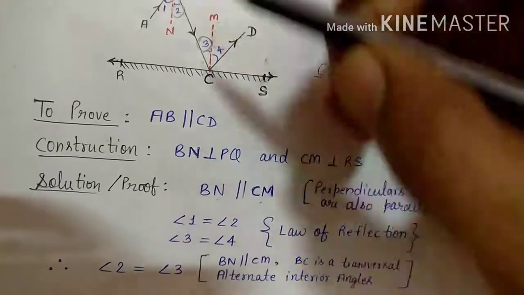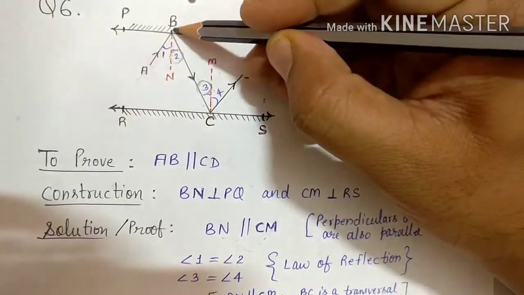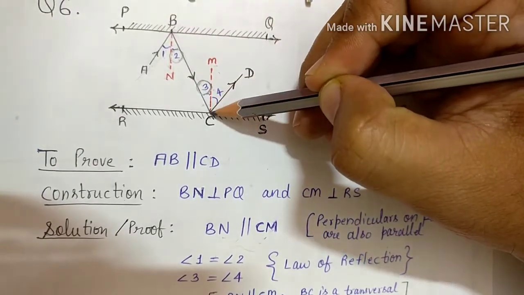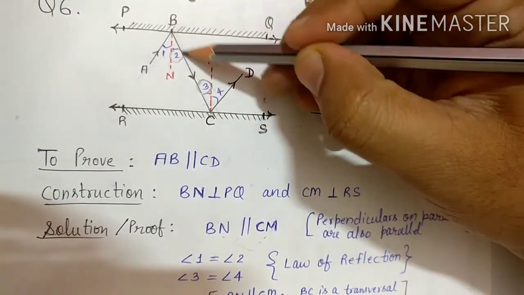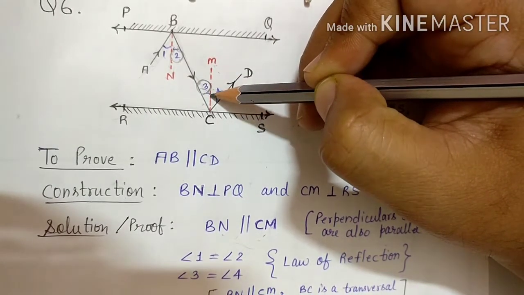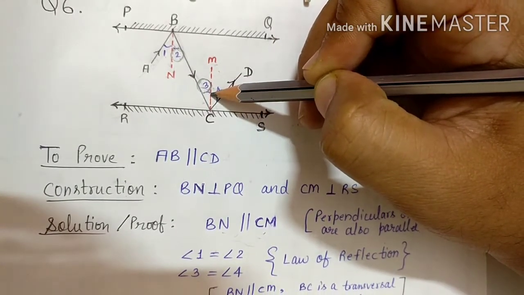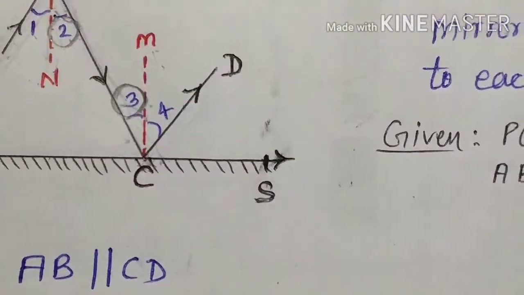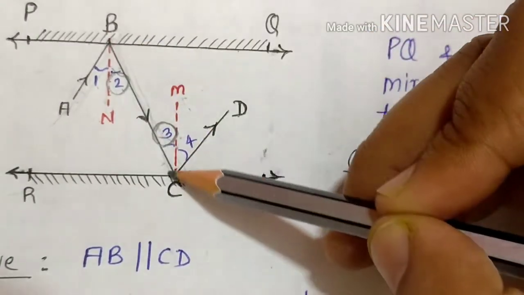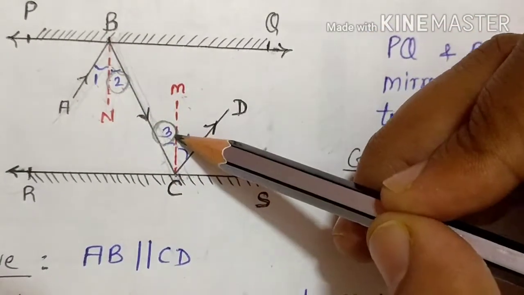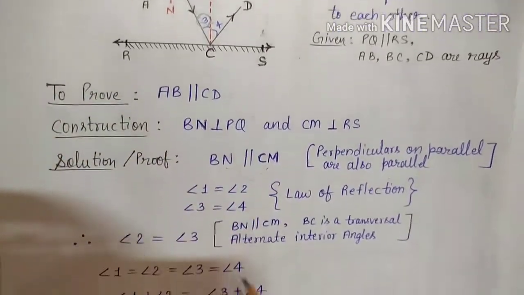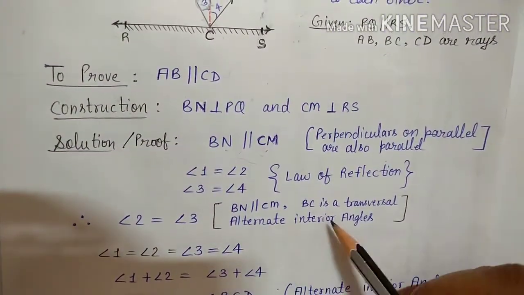They are parallel, and this BN straight line, the red line, is parallel to this one, and this BC is working as a transversal. So this angle 2 will be equal to this angle. Why? Alternate interior angles. Okay, look here. BN and CM are parallel, this BC is working as a transversal, therefore angle 2 is equal to angle 3 by alternate interior angles. So we have written here angle 2 equals angle 3, alternate interior angles.